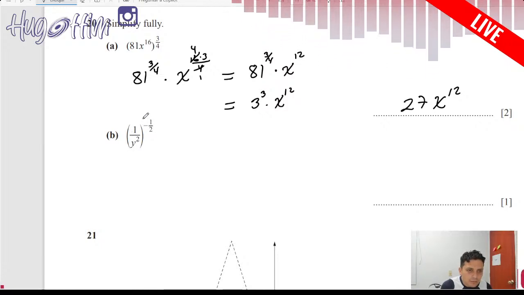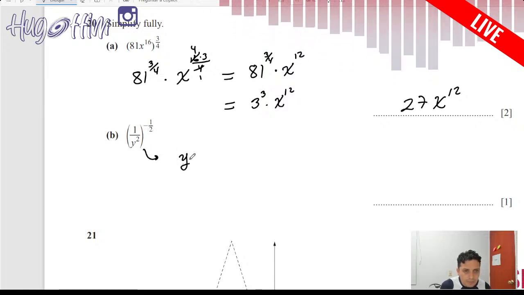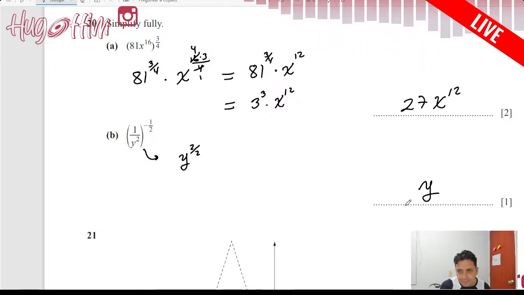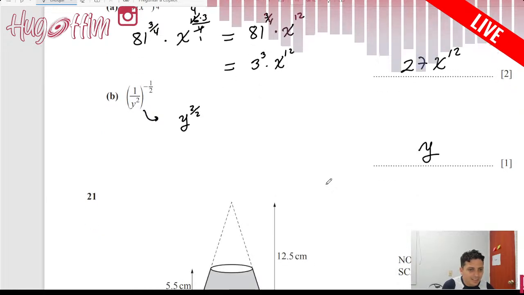And 1 over 2 minus, okay, the negative just changed the position of y, so it's going to be y to the 2 over 2, right? And 2 over 2 is 1, so y. A tricky question.